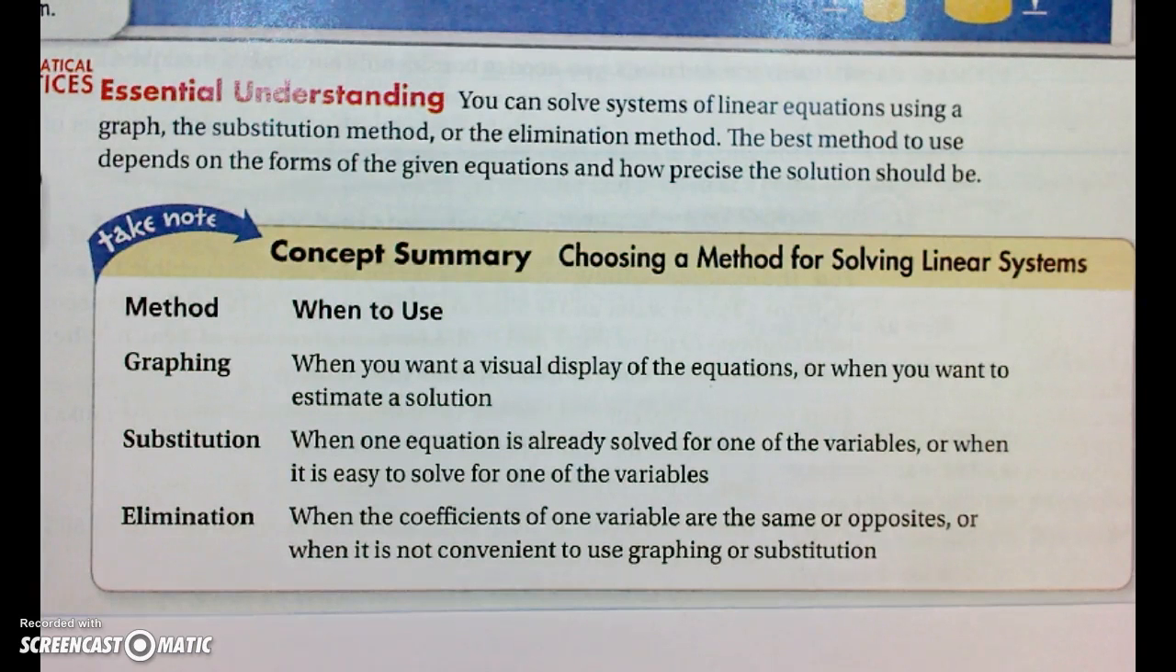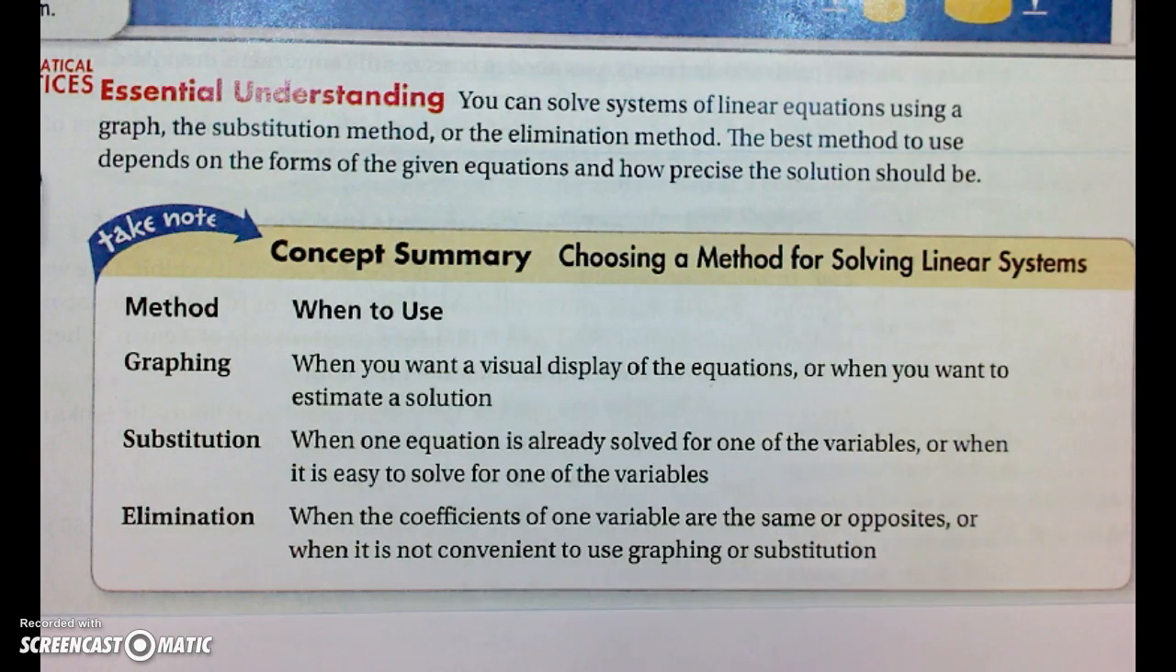Essential understanding. You can solve the system of linear equations using a graph, the substitution method, or the elimination method. The best method to use depends on the form of the given equation and how precise the solution should be. So here's what you need to pay close attention to.